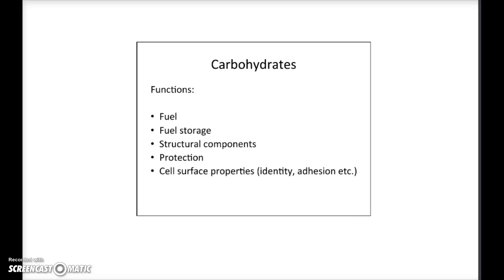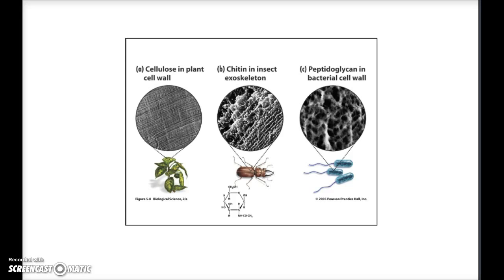The third function of carbohydrate is that it's an important structural component of cells. For example, in plant cell wall and chitin in insect shell, those are all examples of different carbohydrates used as structural supports.